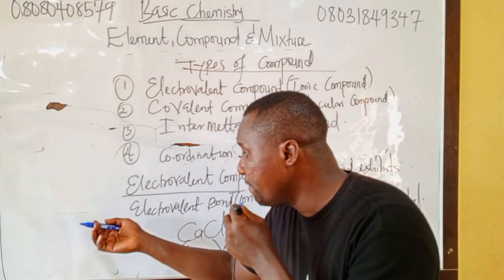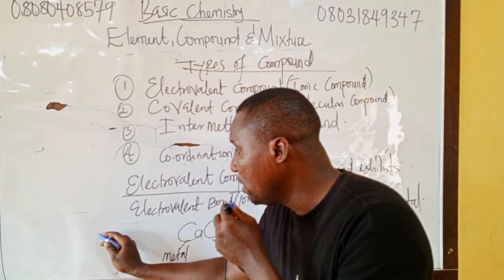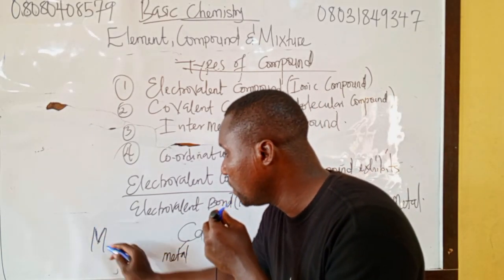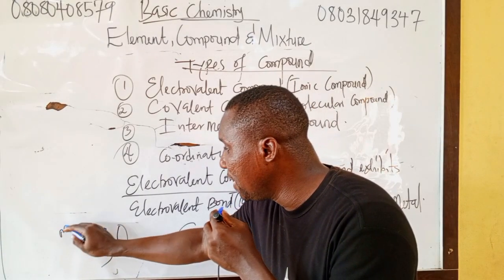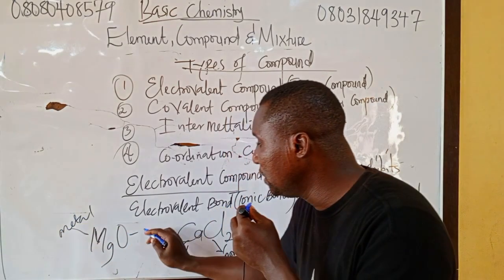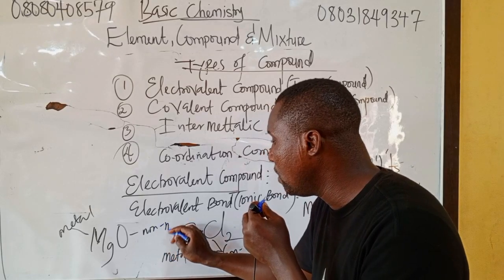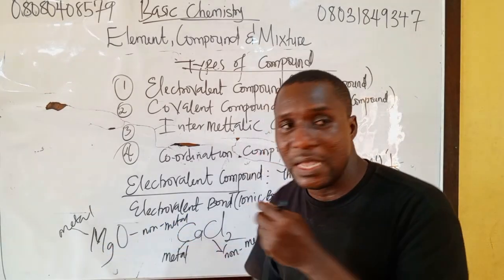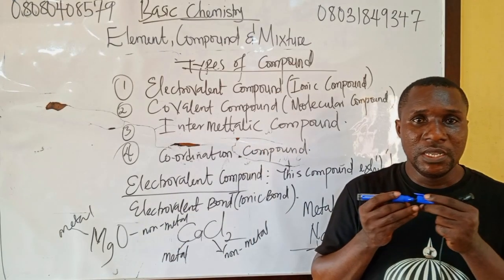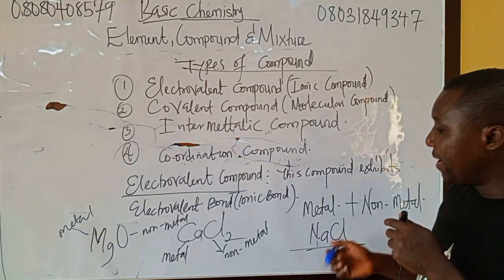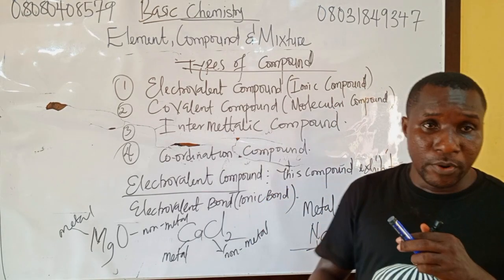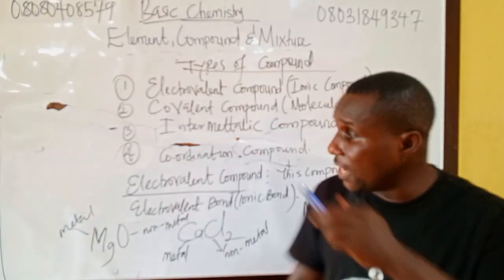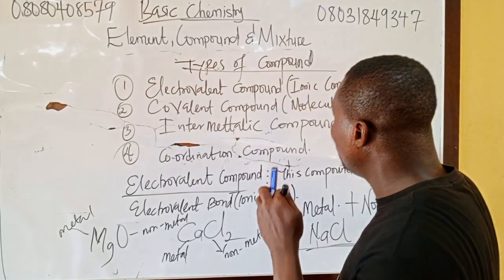Another one, when you have magnesium combining with oxygen. Magnesium is a metal, oxygen is a non-metal. What kind of compound is this? Electrovalent compound. It occurs when metal combines with non-metal. And this compound exhibits ionic bond, electrovalent bond. Let us move further. Let's go to the next one, which is covalent compound.